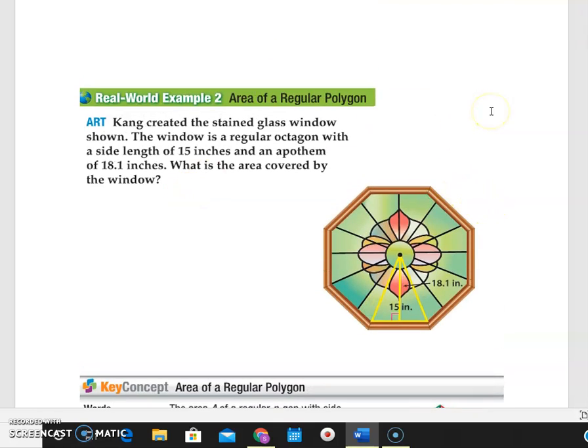Example 2, we want to find the area of the polygon. We've got a little bit of information here. It says that we have a window. We can see that it has 8 sides: 1, 2, 3, 4, 5, 6, 7, 8. And it's a regular octagon. So it would actually have 8 of these little triangles. There would be 8 of these guys.